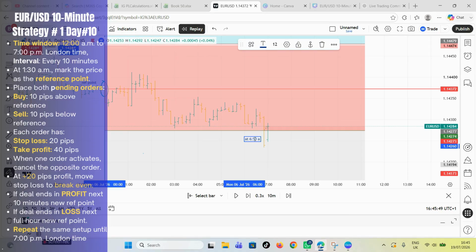Immediately, we cancel the pending buy order. There is now only one active position. The stop loss is positioned 20 pips above the short entry. The take profit target remains 40 pips below it.